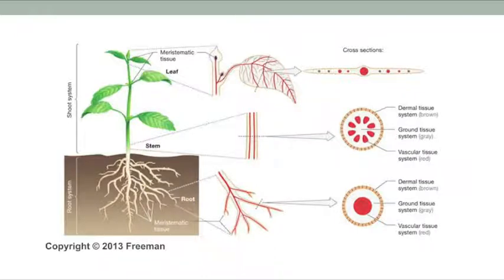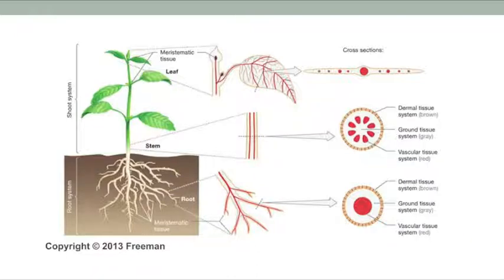The protoderm creates the dermal tissue system. This system is also known as the epidermis, or the skin of the plant. Ground meristem creates the ground tissue system, which is most of the plant's body and provides vital functions such as photosynthesis and storage. The procambium creates the vascular tissue system.